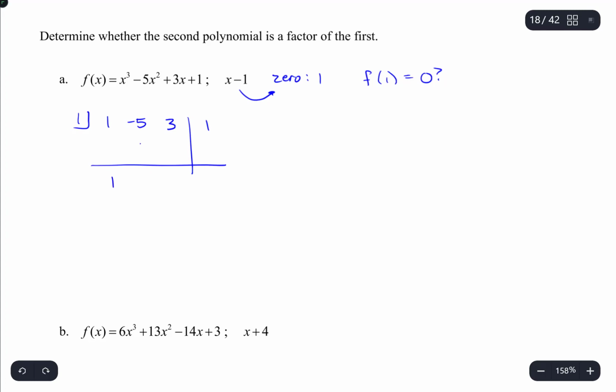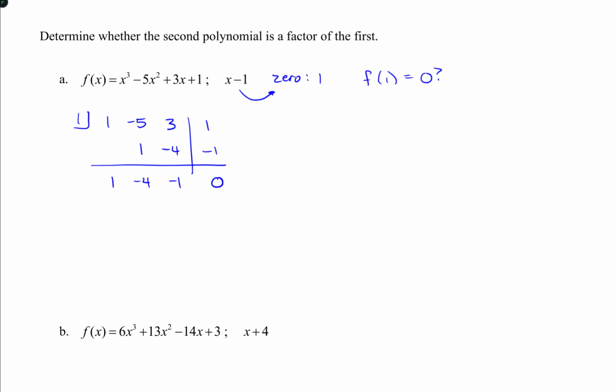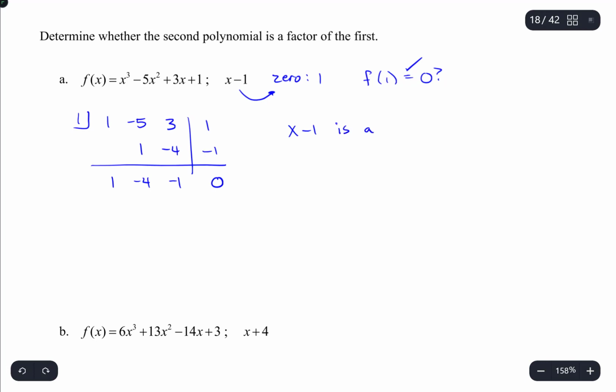So bring 1 down. 1 times 1 is 1. That adds up to -4. 1 times -4 is -4. So that adds up to -1. 1 times -1 is -1, and the sum of this column is 0. So it turns out that it is in fact a zero, so therefore x minus 1 is a factor of the polynomial defined by f of x.